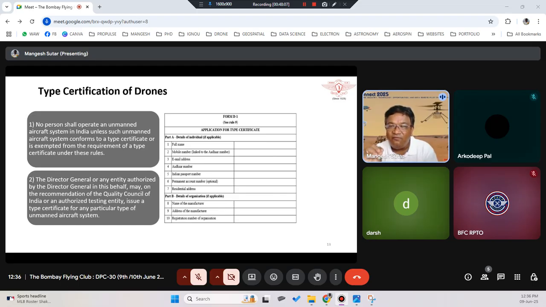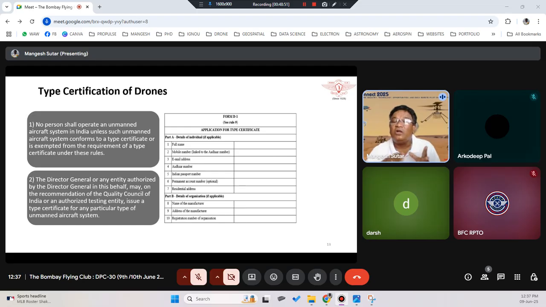For filling this D1 form, the charge is just 100 rupees. But 100 rupees is just an application charge. You are just filling it online, just making an application. After you make the application, the Quality Council will assign you an authorized testing entity. Currently, there are 4 to 6 authorized testing entities available, and you can nominate any one of them. That authorized testing entity will be assigned to you and will liaise with you. They will get connected with you and work with you together to get this drone type certified.